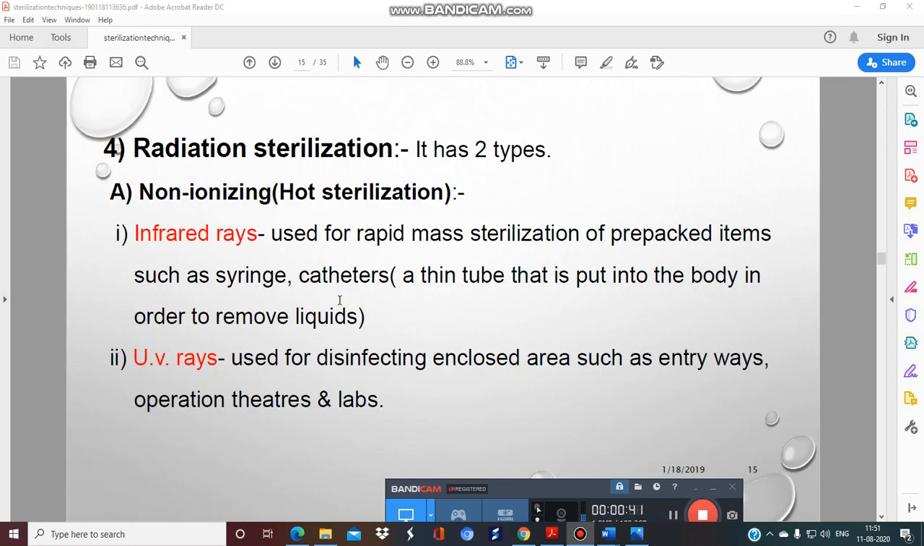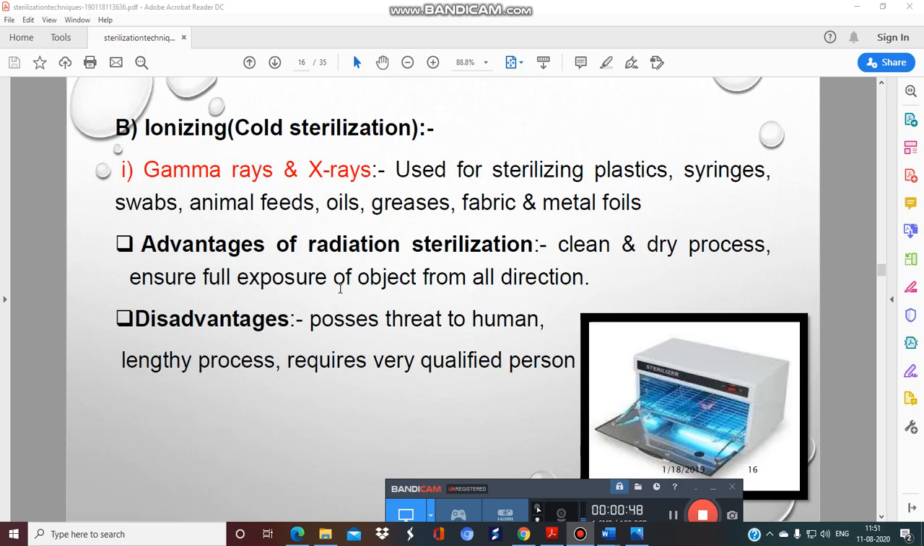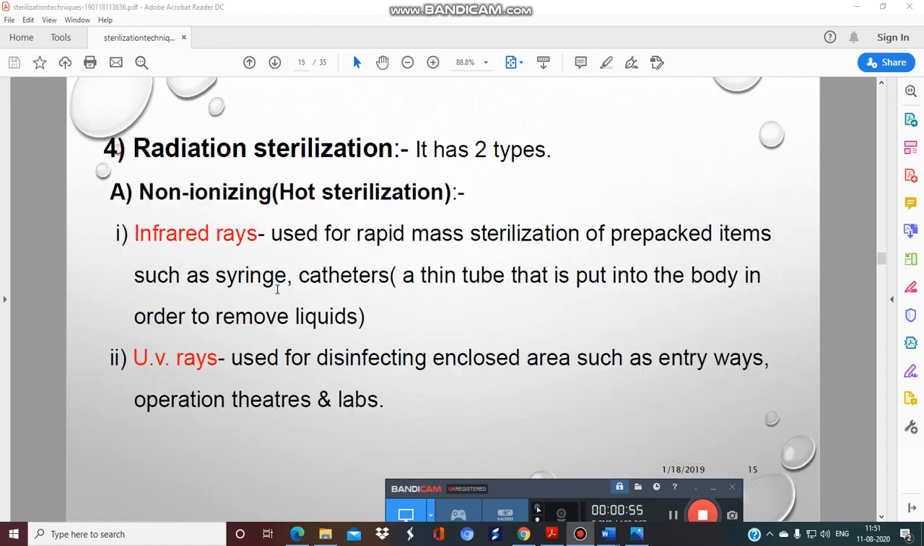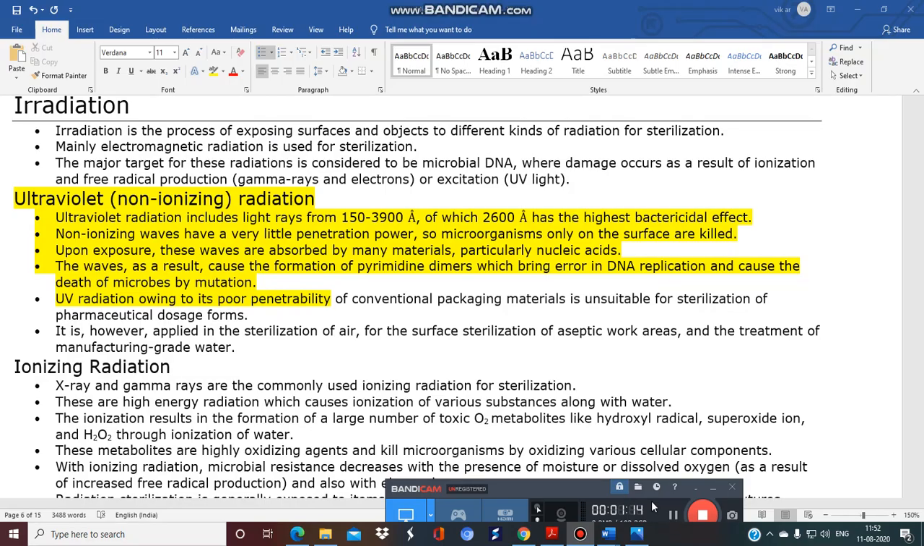Sometimes a basic question is asked in examinations, particularly competitive examinations like GPAT: what is hot sterilization, what is cold sterilization method. So remember this: ionizing radiation, that is the cold sterilization methods, include X-ray and gamma rays, whereas the hot sterilization methods include infrared rays and UV rays. The UV rays are used to disinfect enclosed areas such as entryways, operation theaters, and particularly labs.